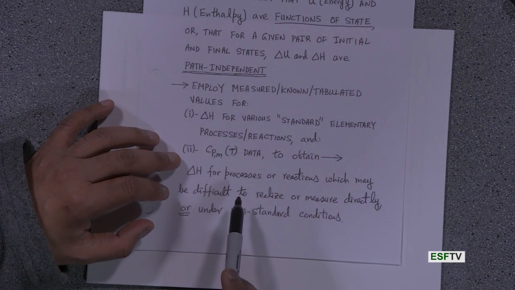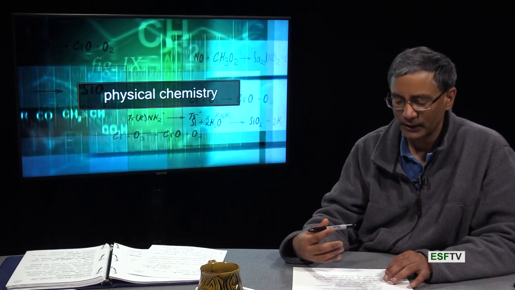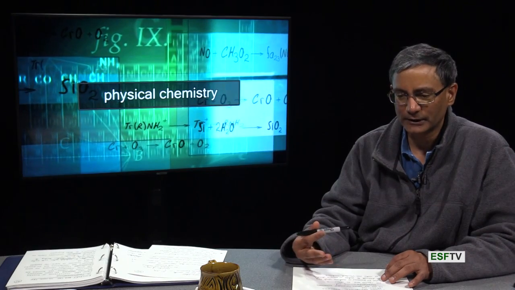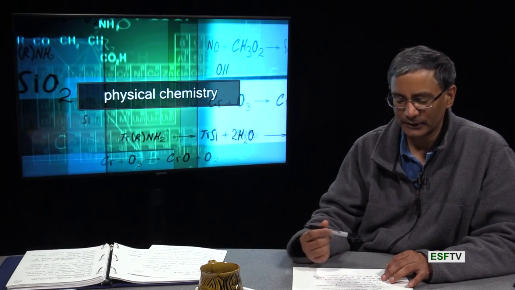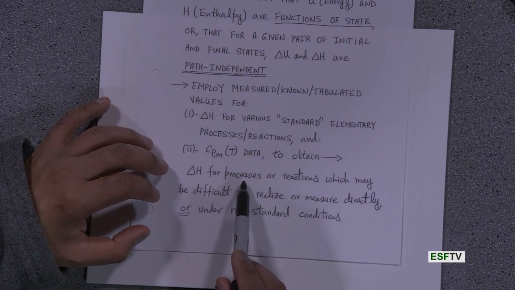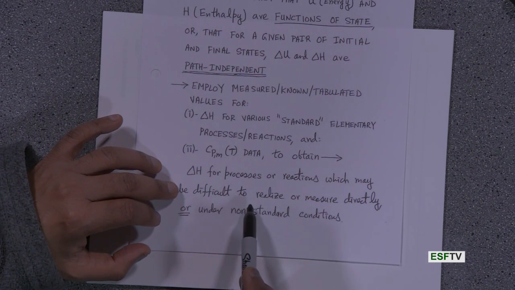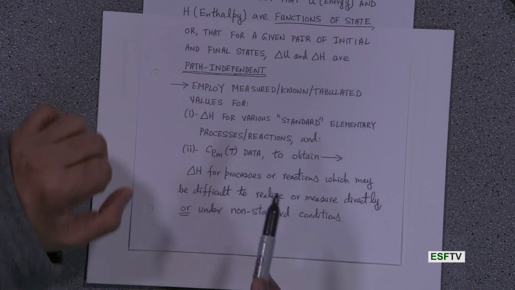The number of possible chemical reactions, or possible physicochemical processes, physical processes such as changes of state like melting or vaporization, is infinitely large. There are an infinite number of possible physicochemical processes or reactions. It's not really feasible to go and measure all of these independently, the delta H's for them directly.